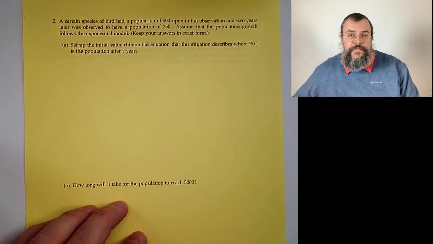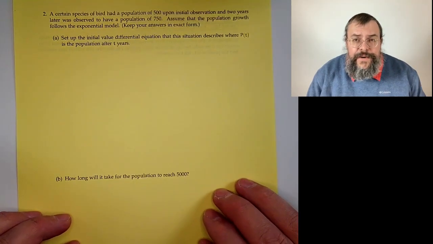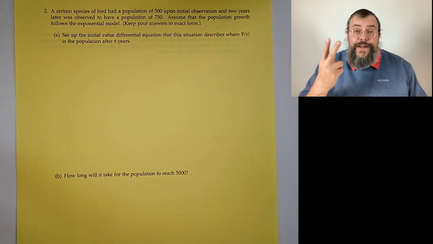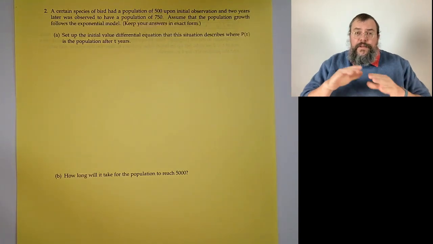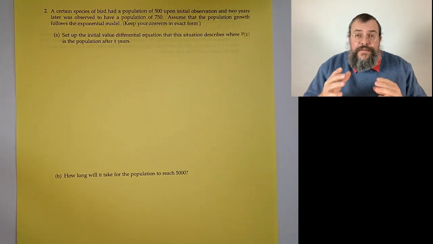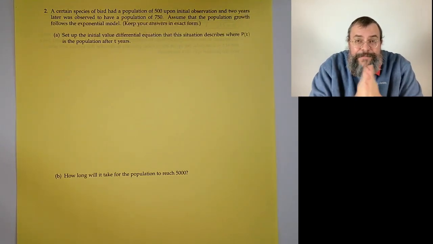Number 2. A certain species of bird had a population of 500 upon initial observation, and 2 years later was observed to have a population of 750. Assume that the population growth follows the exponential model, and keep your answers in exact form. We don't have a calculator, so it has to be exact. All right, cool.